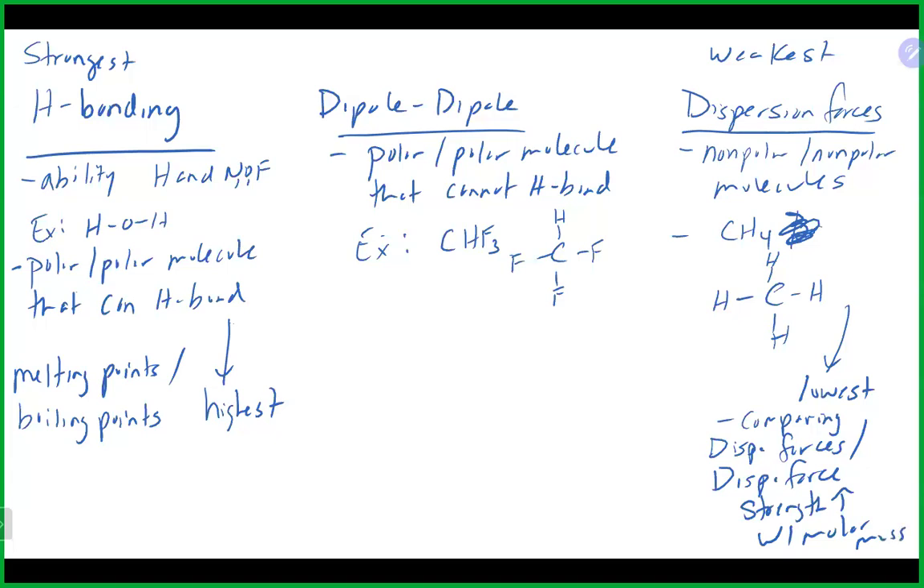So definitely something that's using dispersion forces will have a much lower melting point and boiling point than something that's using hydrogen bonding. But if you're comparing boiling points and melting points between two things that use dispersion forces, then the one with the higher molar mass will have the larger boiling point and melting point. Now, these forces also affect things like solubility.